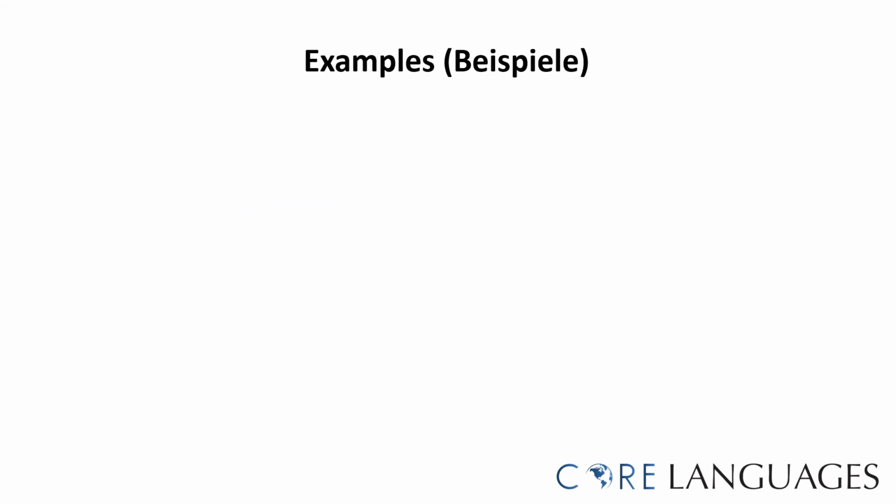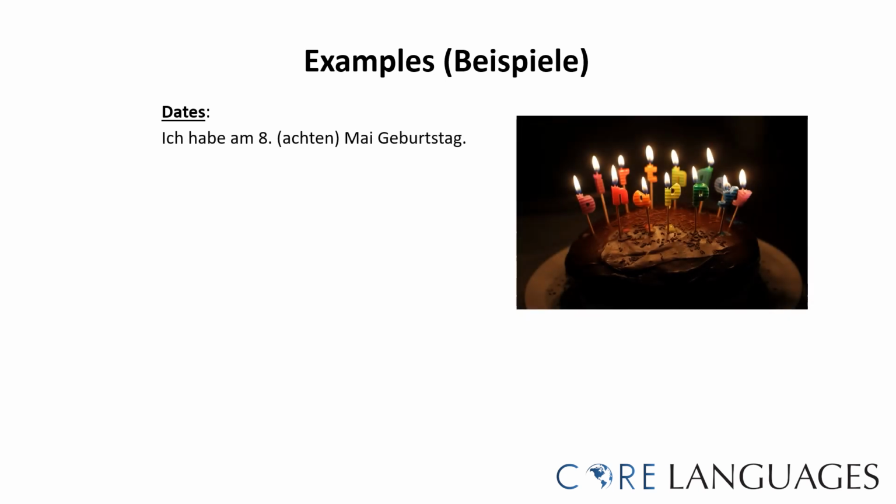Here are some examples or Beispiele for ordinal numbers in use. We use ordinal numbers for dates. For example, ich habe am 8. Mai Geburtstag. My birthday is on May 8th. If I were to translate the sentence literally, it would be, I have on the 8th of May birthday.